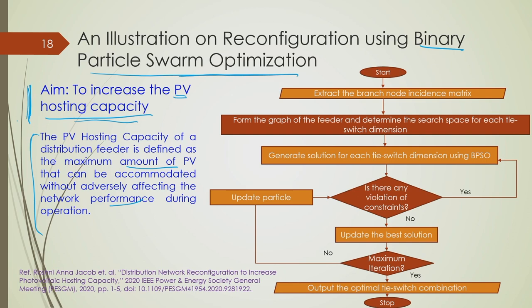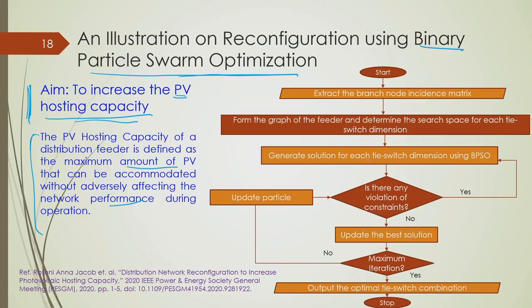But this is a different objective function, formulated in order to identify the status of the tie switches and sectionalizing switches. And it is solved by using the binary particle swarm optimization algorithm, which was also taught in the last lecture. It is a variant of particle swarm optimization, which can be used for those problems which involve binary decision variables or binary optimization variables.